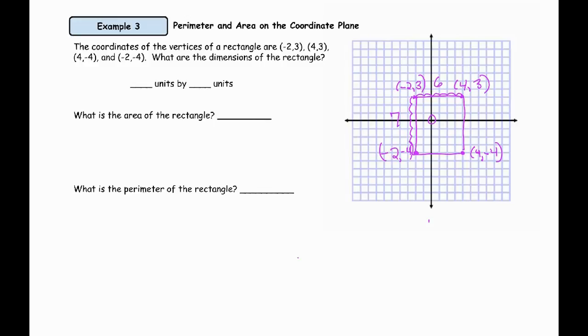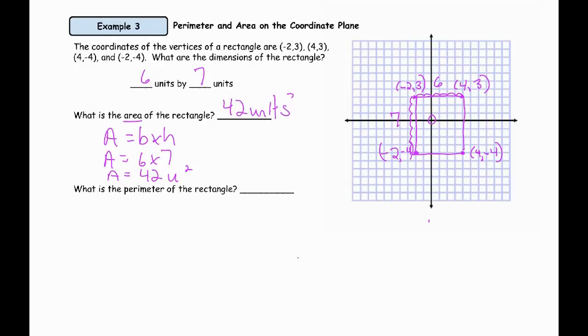And so now we're ready to find our area. We have a 6 unit by 7 unit rectangle. And so let's go ahead and apply the formula for area of a rectangle. Area is base times height. Area equals 6 times 7. So we know our area equals 42 units squared.